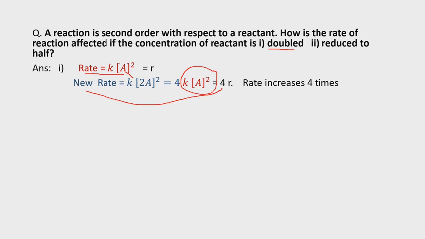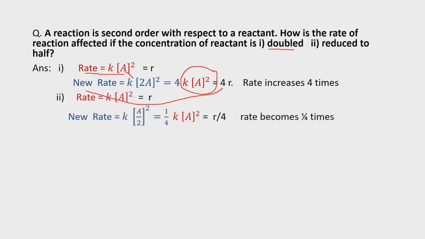Look at the second question. Rate equal to K into A square equal to R. Here the concentration is reduced to half, meaning A becomes A by 2. A becomes A by 2 whole square. You will get 1 by 4 K A square. Again K A square is equal to R, so this is equal to R by 4. Now the rate becomes 1 by 4 times. Okay students, any doubt?